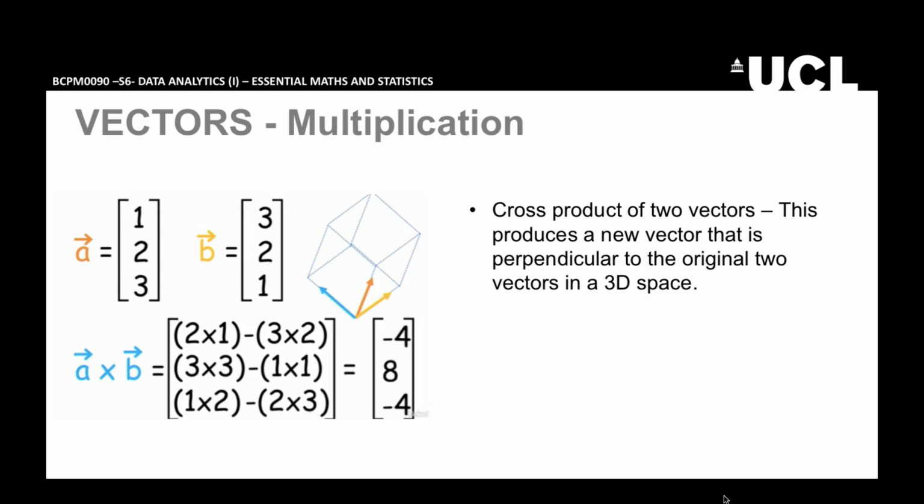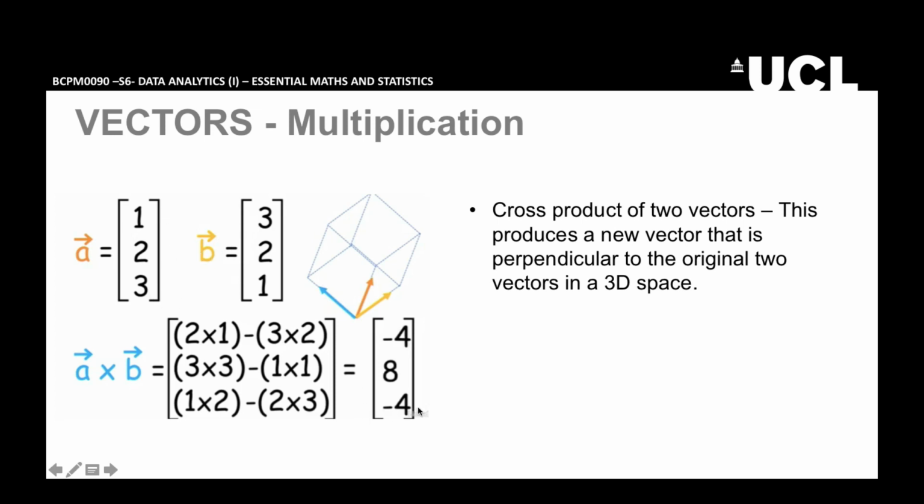The cross product of two vectors will produce a new vector that is perpendicular to the original two vectors in three-dimensional space. So it only really makes sense when using three-dimensional vectors. To calculate the cross product, you need to calculate the individual elements of the resulting vector. For the first element, we will forget about the first element of these two vectors and we will multiply this way: 2 times 1 minus 3 times 2. For the second component, we will forget about the second component of both vectors and we will multiply again this way: 3 times 3 minus 1 times 1.